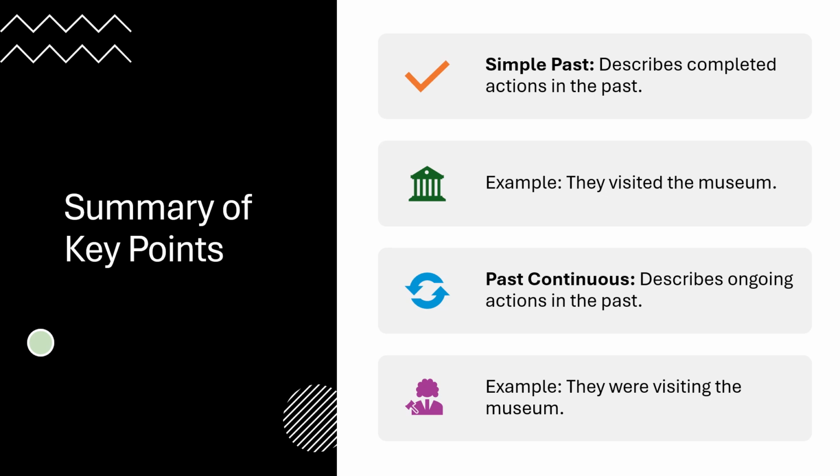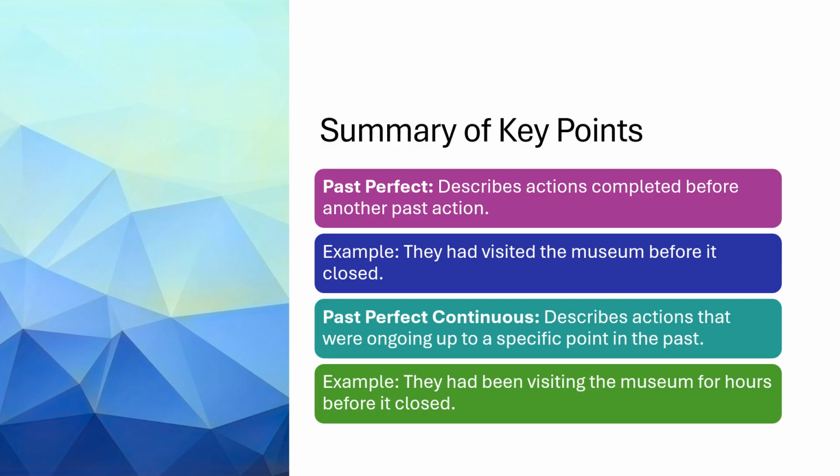Now the summary of the key points. Simple past tense describes completed action in the past. For example, they visited the museum. Past continuous describes ongoing actions in the past. For example, they were visiting the museum. Past perfect describes actions completed before another past action. For example, they had visited the museum before it closed. Past perfect continuous tense describes actions that were ongoing to a specific point in the past. For example, they had been visiting the museum for hours before it closed.